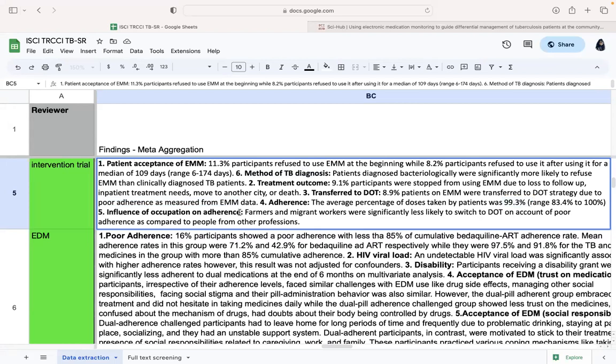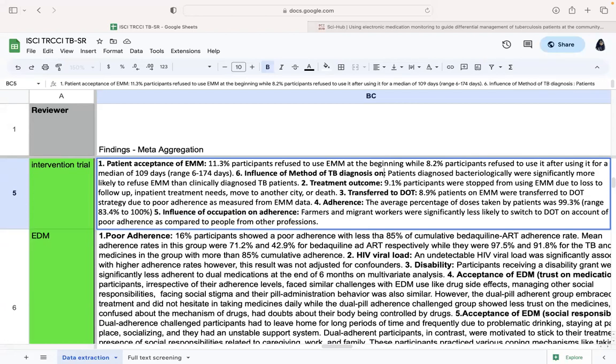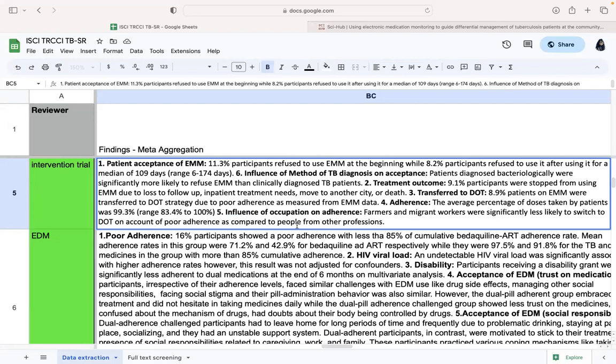But before that, let's read the last subheading. Influence of occupation on adherence. And this one is influence of method of TB diagnosis on acceptance. So occupation: farmers and migrant workers were significantly less likely to switch to DOT on account of poor adherence as compared to people from other professions. So we can rephrase this sentence, but let's come to it after looking at it.